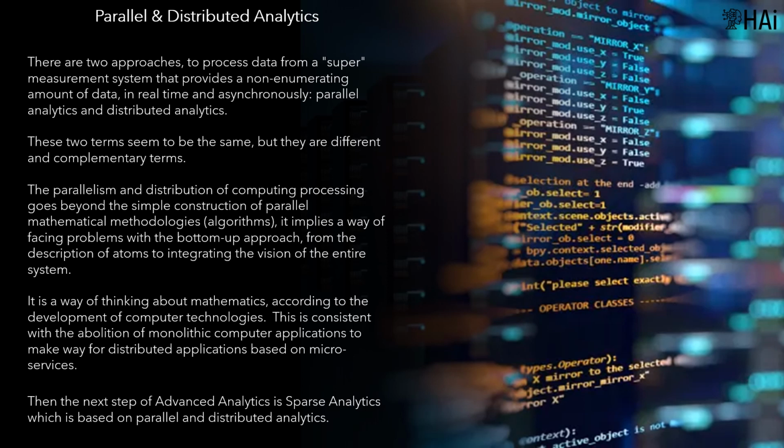The parallelism and distribution of computing processing goes beyond the simple construction of parallel mathematical algorithms. It implies a way of facing problems with the bottom-up approach, from the description of atoms to integrating the vision of the entire system. It is a way of thinking about mathematics, according to the development of computer technologies. This is consistent with the abolition of monolithic computer applications, to make way for distributed applications based on microservices. Then the next step of advanced analytics is sparse analytics, which is based on parallel and distributed analytics.